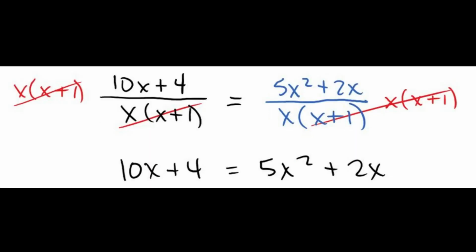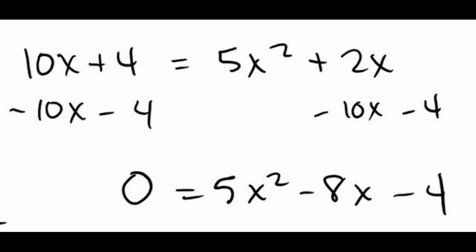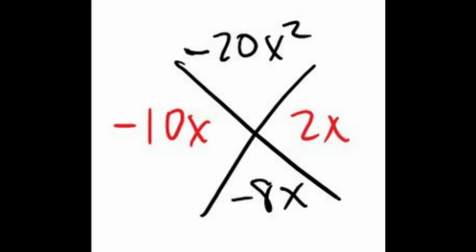5x squared plus 2x. Very similar to the last problem, I just moved everything over to the right by subtracting it. So you end up getting 0 equals 5x squared minus 8x minus 4. I looked at this and said, oh my gosh, I hope this factors. So I did 5 times negative 4, and I got negative 20x squared up top. The middle term is a negative 8x, so that goes on the bottom. Now, two things that multiply to make negative 20 and add up to negative 8. Thankfully, there was negative 10x and positive 2x. Those two multiply to make negative 20, and they add up to negative 8.